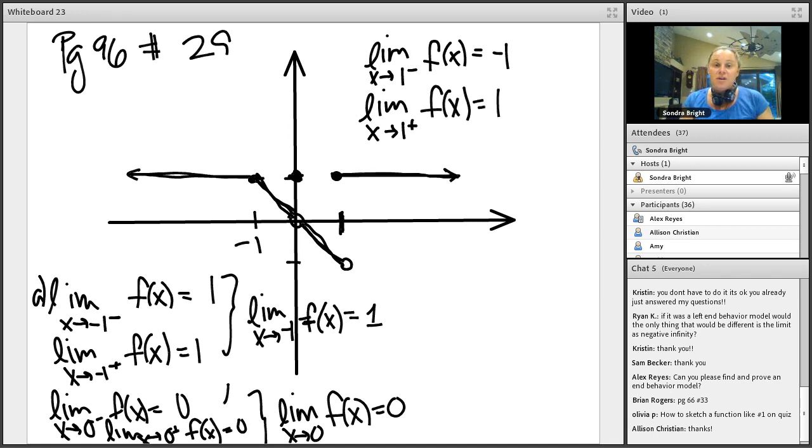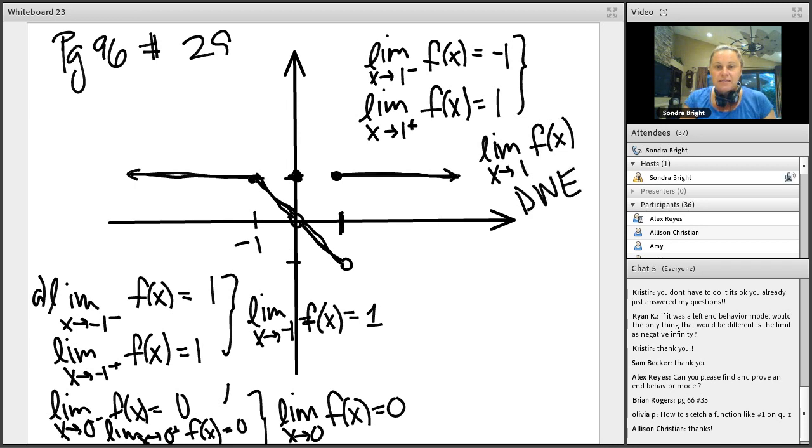And so here we say the limit does not exist. The limit as x approaches 1 of f of x does not exist, and it's because the right-hand limit and the left-hand limit don't match, so the limit as x approaches 1 does not exist. So that was part A and part B that I answered.